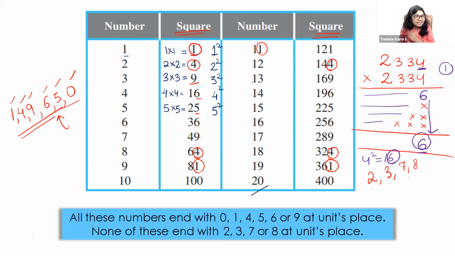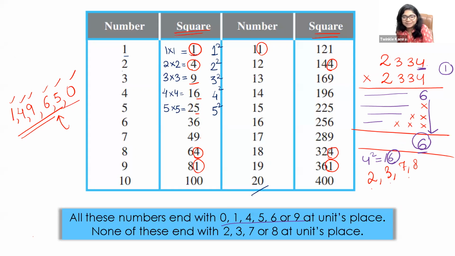So what did we learn from here? Every square number should have these digits at the units place, right? If I don't see these digits at the units place, that means that number cannot be a square of some number.